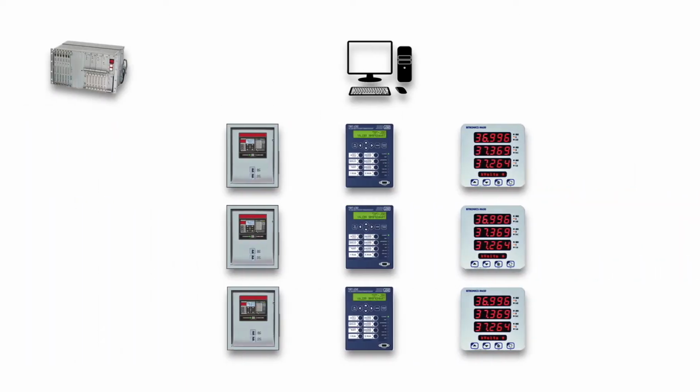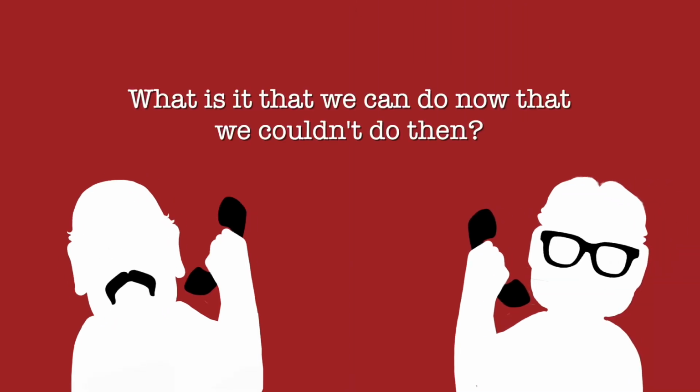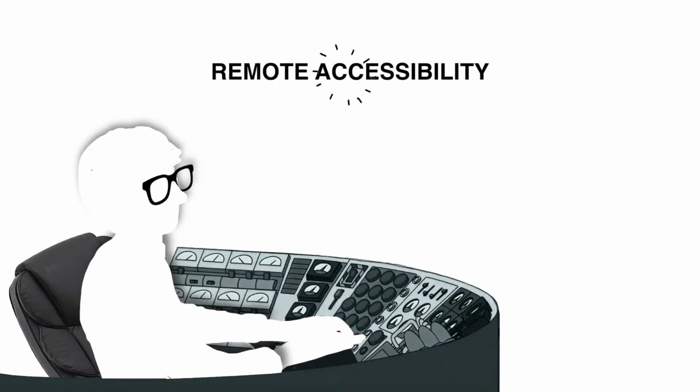Today's systems pack a lot more power than those older systems, and we typically refer to the newer systems as serial communications. So we have these serial systems in our battery chargers. Tell us very simply, what is it we can do now that we couldn't do then? Well, I think the big thing, Art, is remote accessibility.